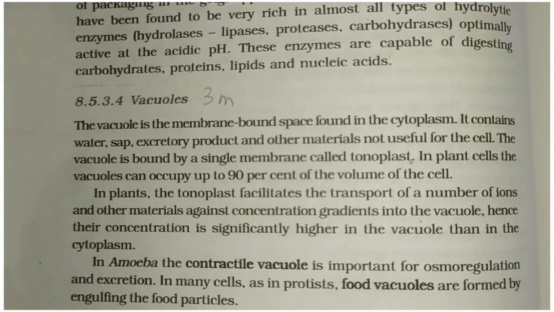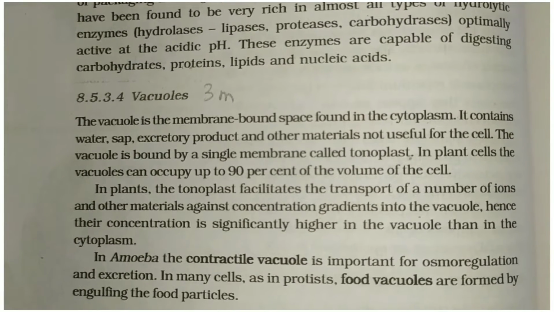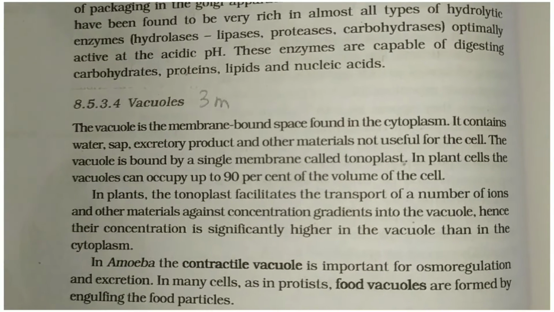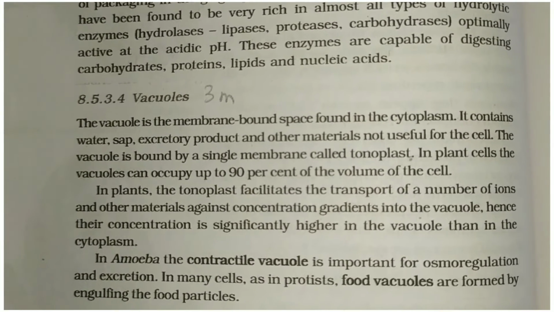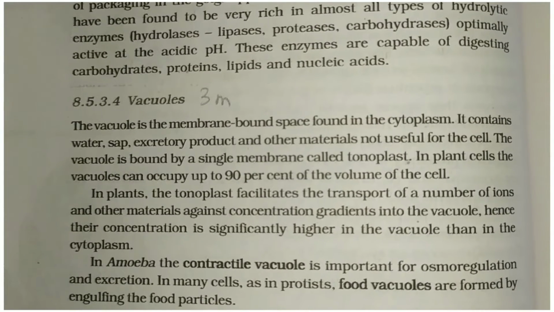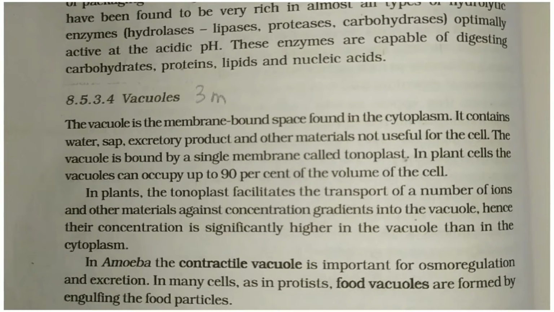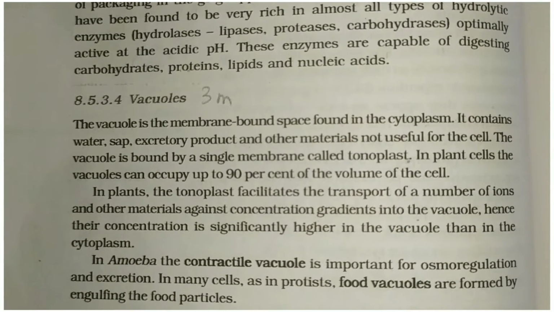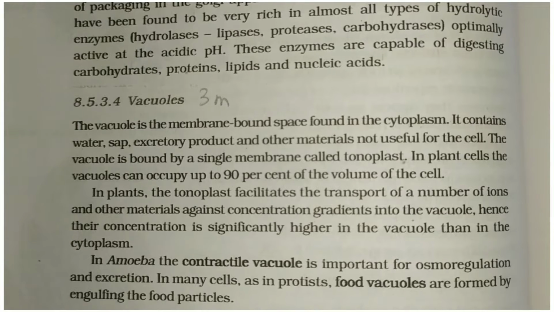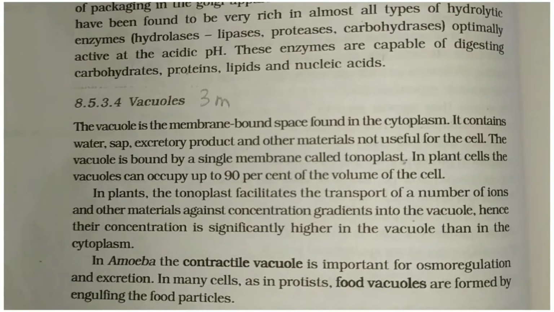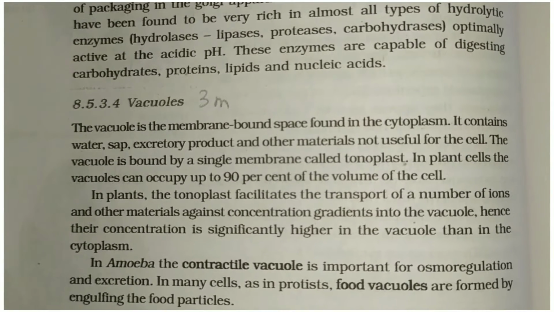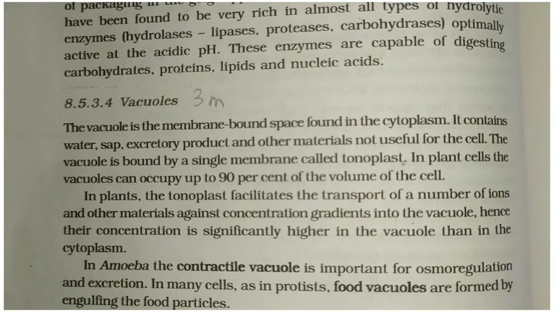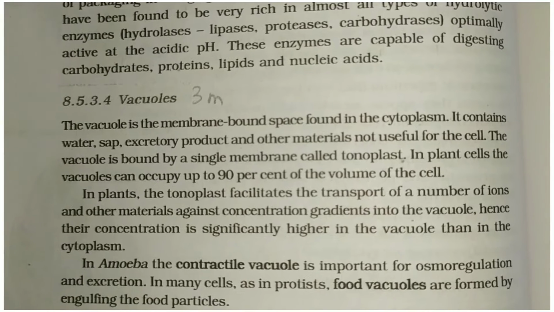Next are vacuoles. Vacuoles are the membrane-bound space found in cytoplasm. It contains water, excretory products and other materials which are not useful for the cell. Vacuoles are bound by a single membrane called tonoplast. The tonoplast in plants helps in the transport of a number of ions and other materials against the concentration gradients into the vacuole. This is the reason why the concentration is significantly higher in the vacuole compared to the cytoplasm.